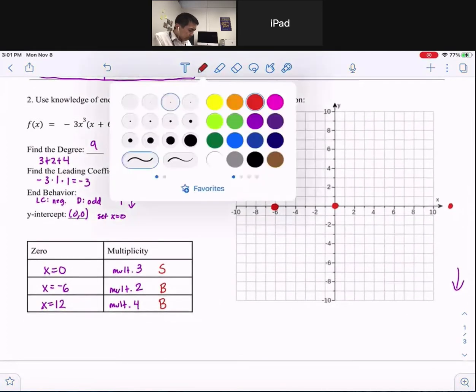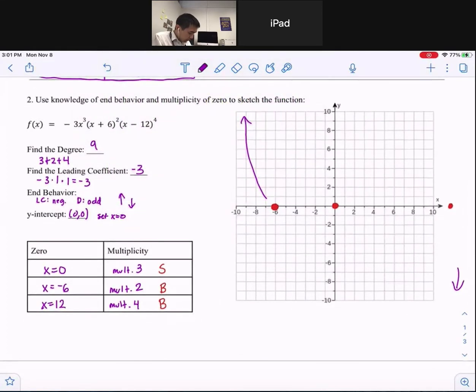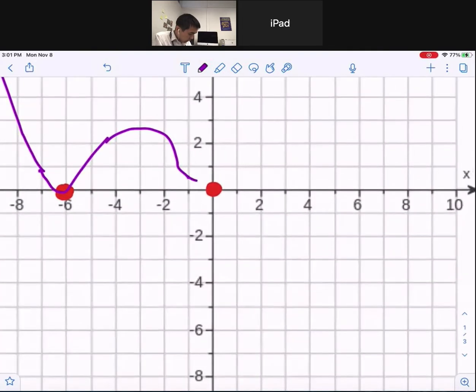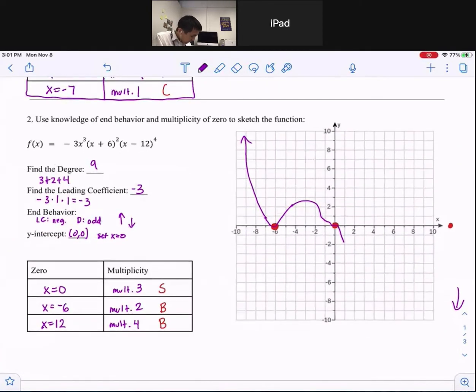So what do we have here? At negative 6, it's a bounce, you guys. So we're going to bounce off of that one, just like a bouncy ball. Next, we're going to approach x equals 0, so that's a slide. So here, you guys, it's going to be a slide. So everyone look, like a little horizontal line right there. Okay, so that's a slide.